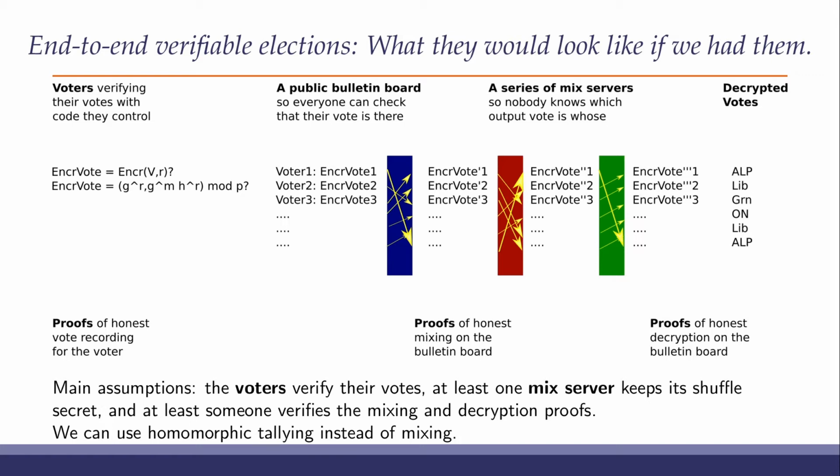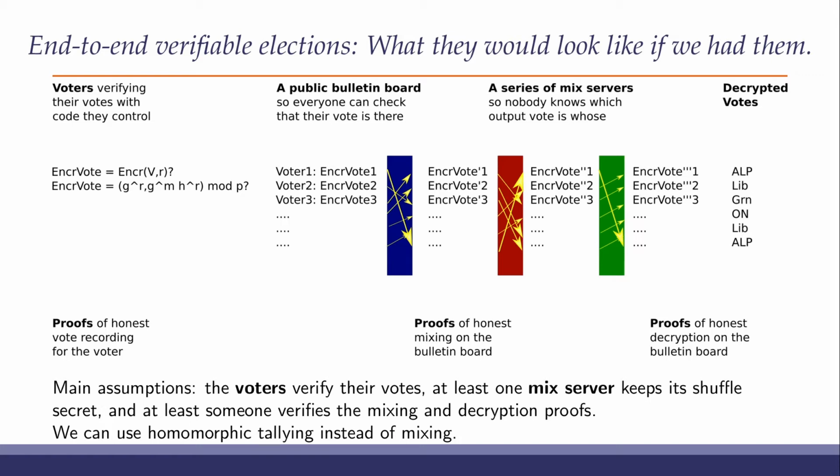Then in the middle here, we'd like a public bulletin board so that every voter can check that the ciphertext they so carefully made truly is there on the bulletin board, and we need some kind of evidence that everybody's looking at the same bulletin board. So the bulletin board can't lie to people about the collection of votes that it's got, and it can't show one person one version of the board and a different person a different version, or show two different people the same vote and pretend to both of them that that's their vote. So the first thing is called cast as intended. The second thing is called recorded as cast.